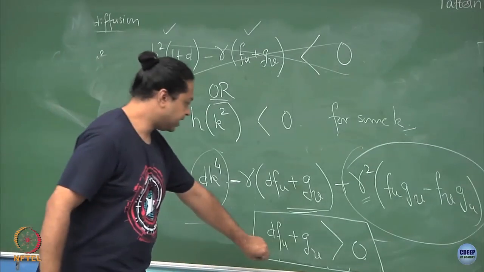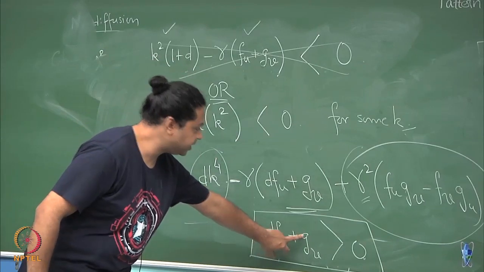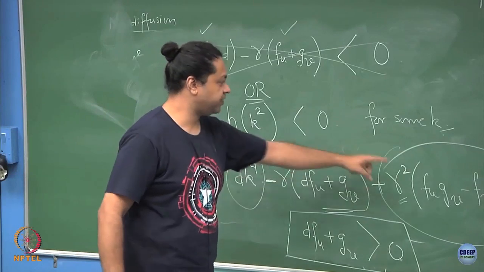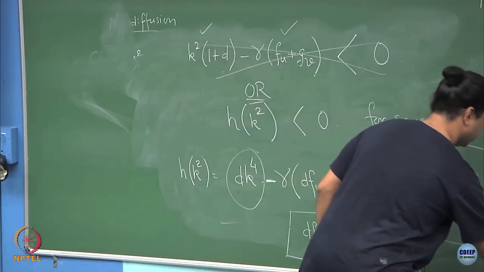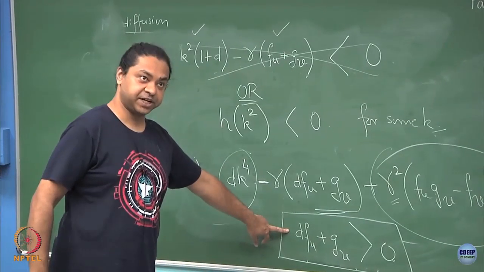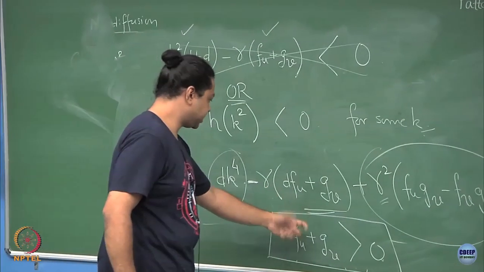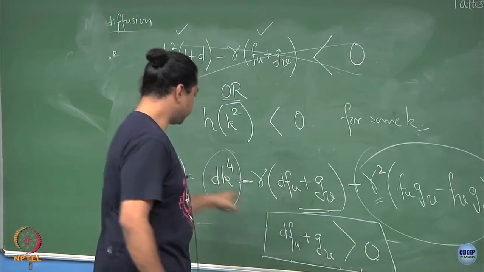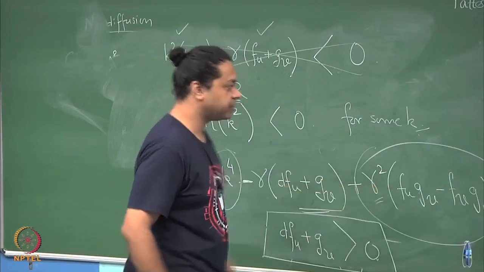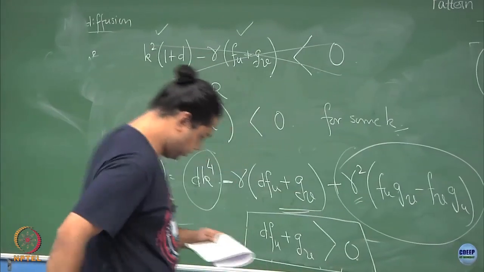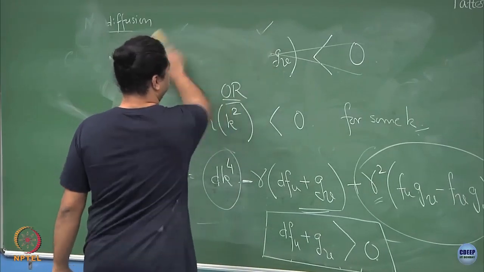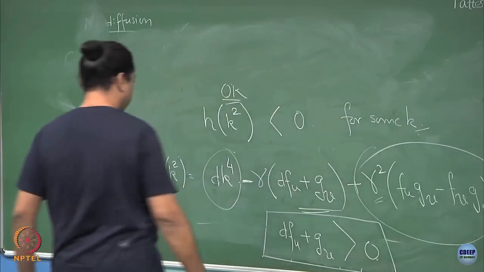Is there anything else? Even if I had said that this is greater than 0, I need this to be greater than 0 in order for this h of k square to be negative. So, it is a necessary condition, it is not sufficient, right? Because to get it to be sufficient, this term d f_u must overcome the positive contributions of this and this. So, this is a necessary condition, but not a sufficient condition.